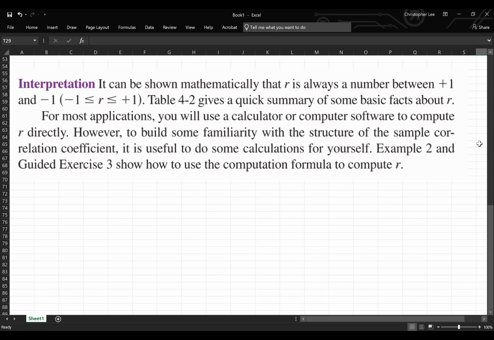Really? I gave it to you. I got you. We're going to do more formula sheets soon, though. Don't worry.